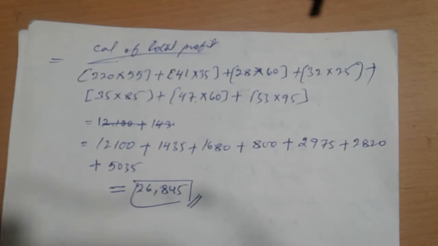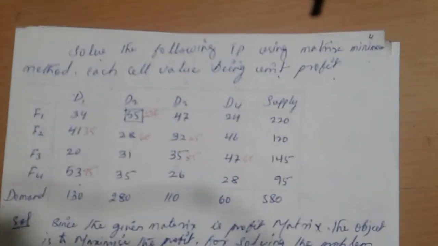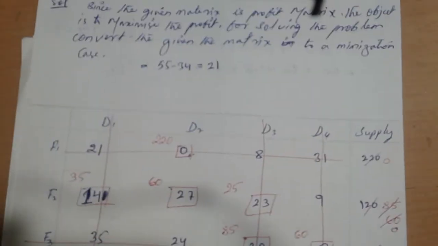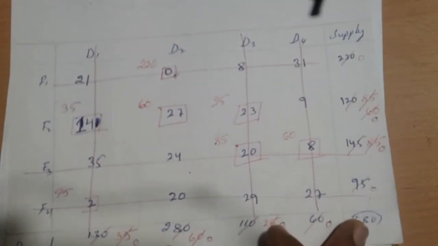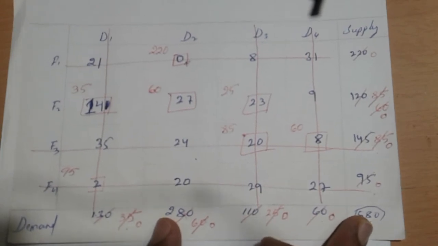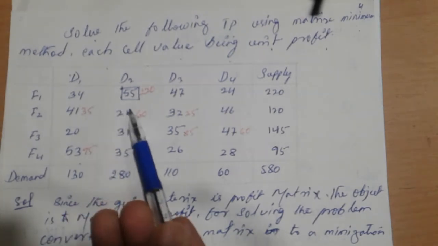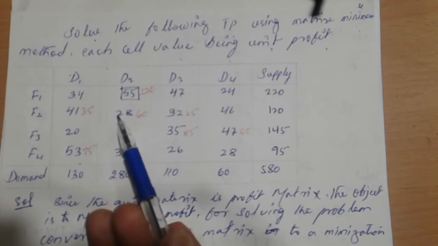Okay, for the purpose of solving the question, go for the minimization case. After assigning all the quantities and supply, for the purpose of calculation of profit, take the original numbers, means original sales.